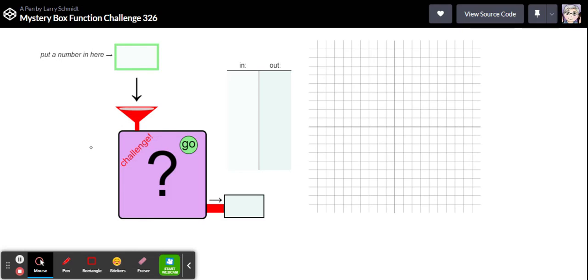Hello everybody and welcome to another Mystery Box Function Challenge. In the purple mystery box there is some math and your challenge is to figure out what that math is. Because today is Friday, it's going to be particularly challenging.